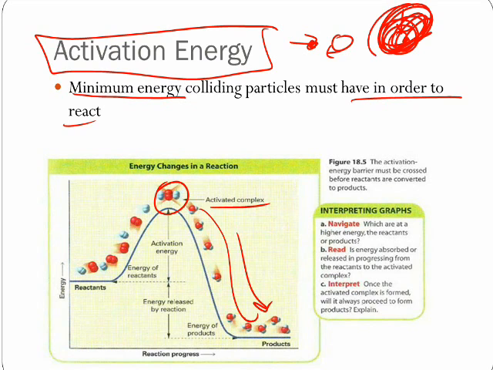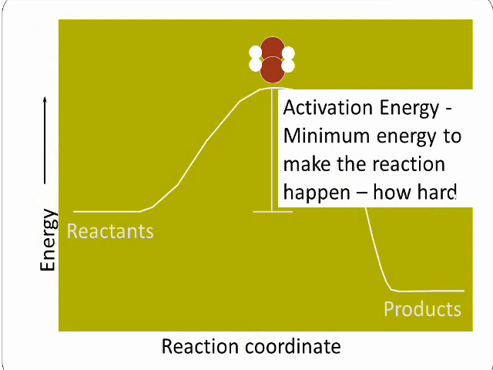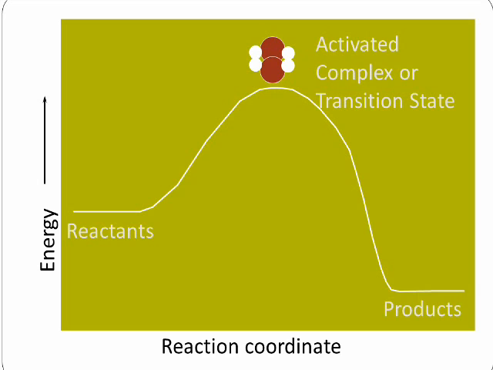That's the activator. They're activated. They're an activated complex. They had enough activation energy. So activation energy is the minimum energy to make the reaction happen. As they're together, at that point, before they become the product, that's the activated complex or the transition state.